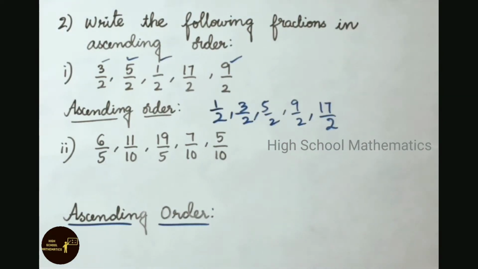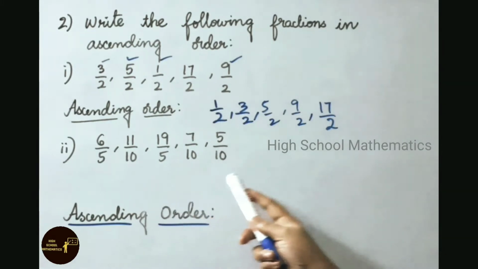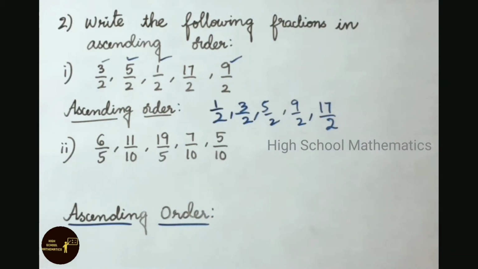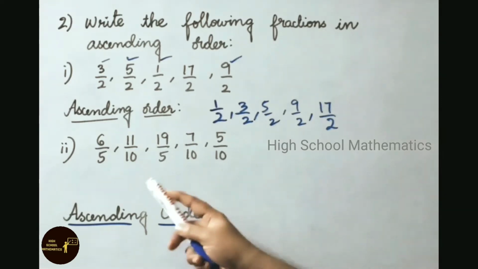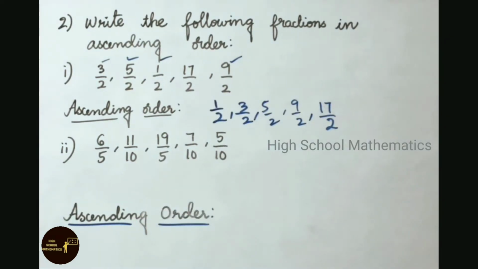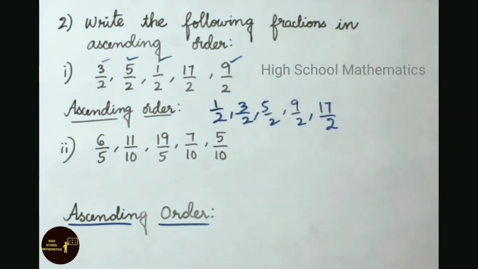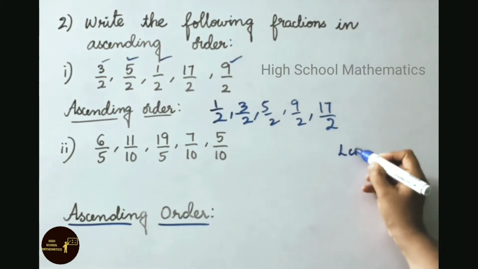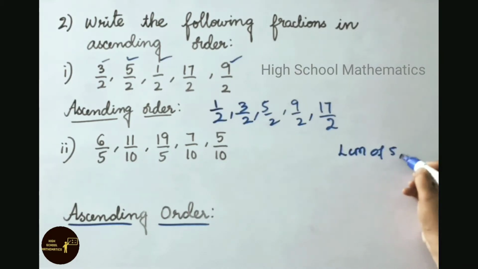Now the second sum: 6 by 5, 11 by 10, 19 by 5, 7 by 10, 5 by 10. Here if you observe the denominators, 3 fractions have denominator 10 and 2 fractions have denominator 5. So these fractions are not like fractions. Only 3 are like fractions and the other 2 are not. So to make all the fractions like fractions, we have to make the denominators the same. For that we have to find the LCM of the denominators, that is the LCM of 5 and 10.